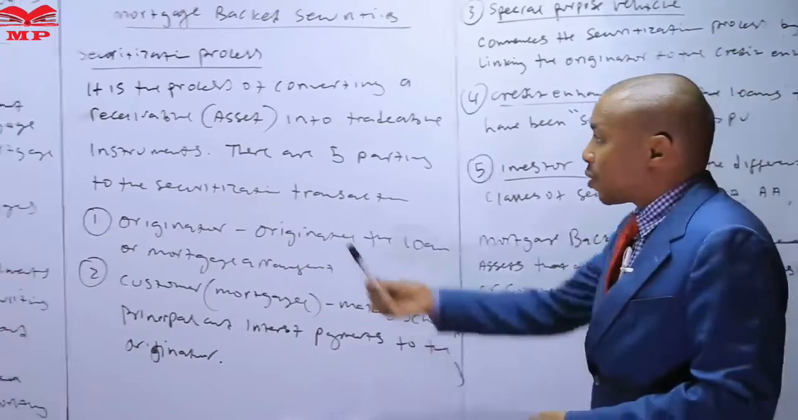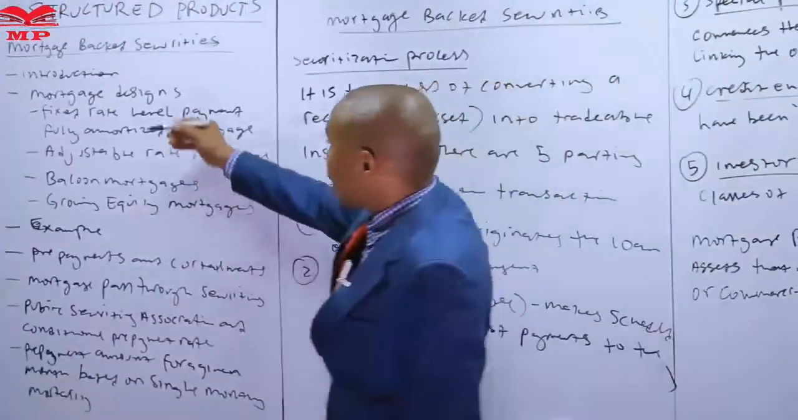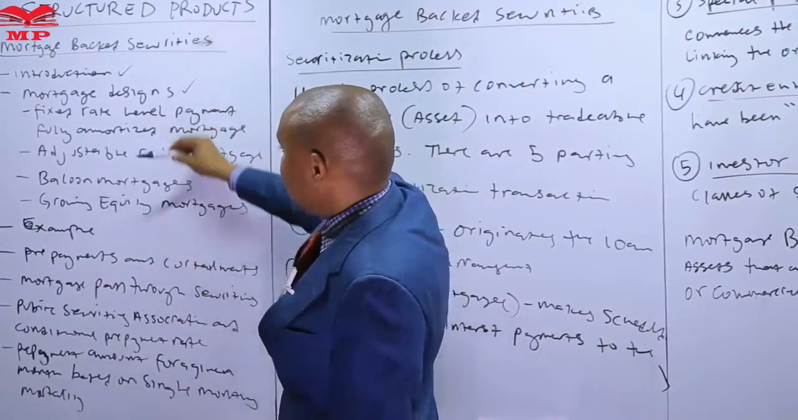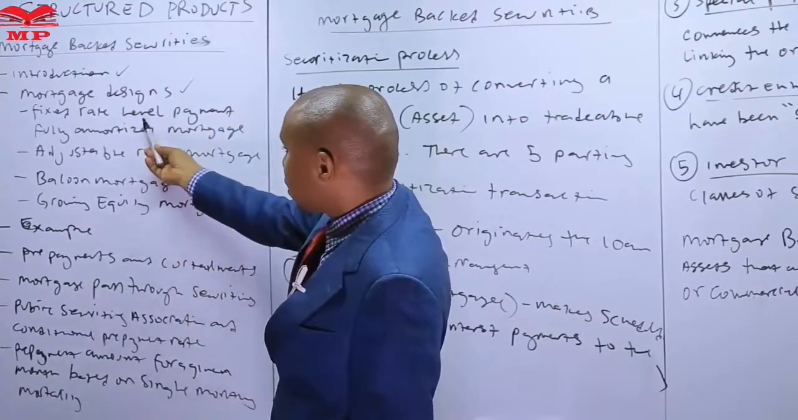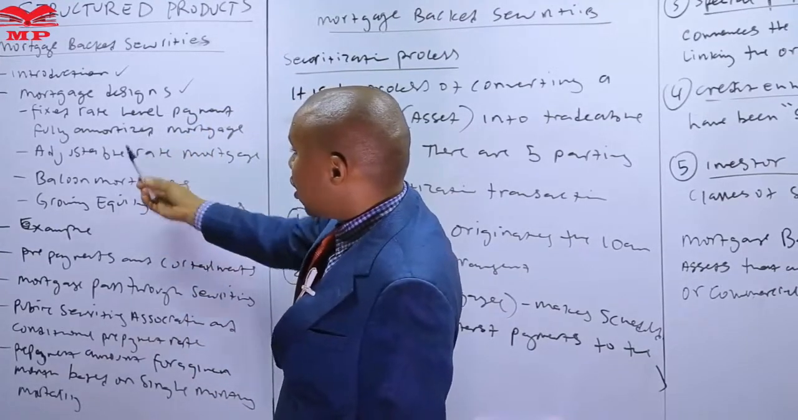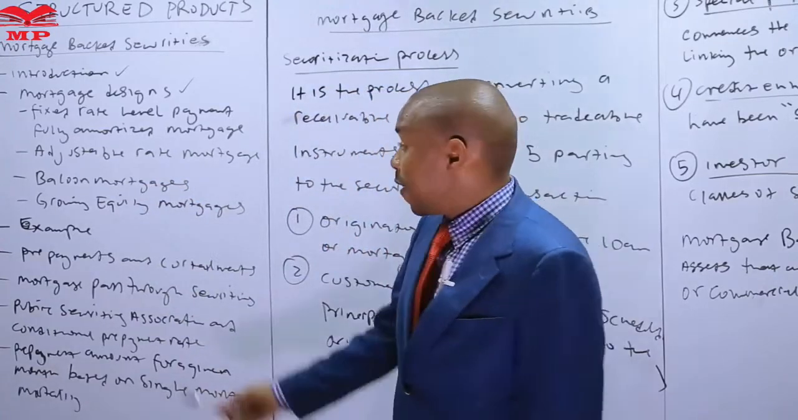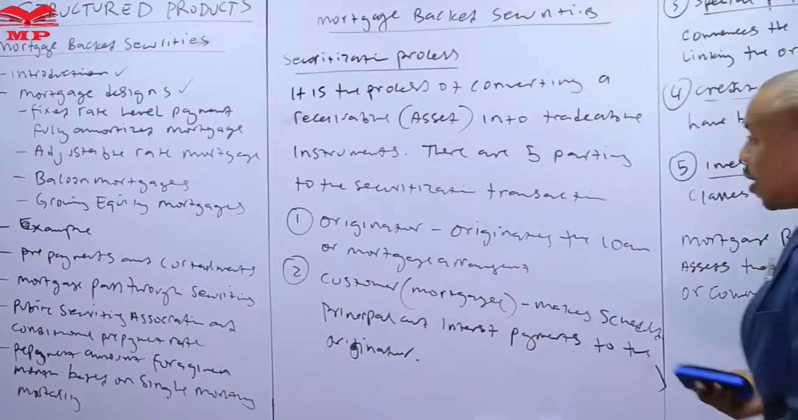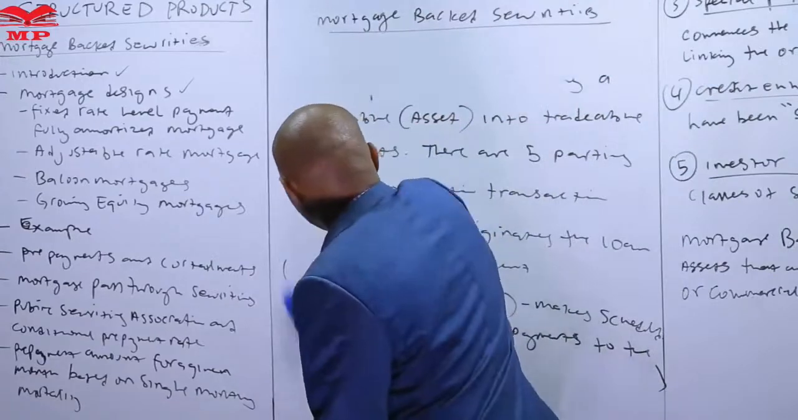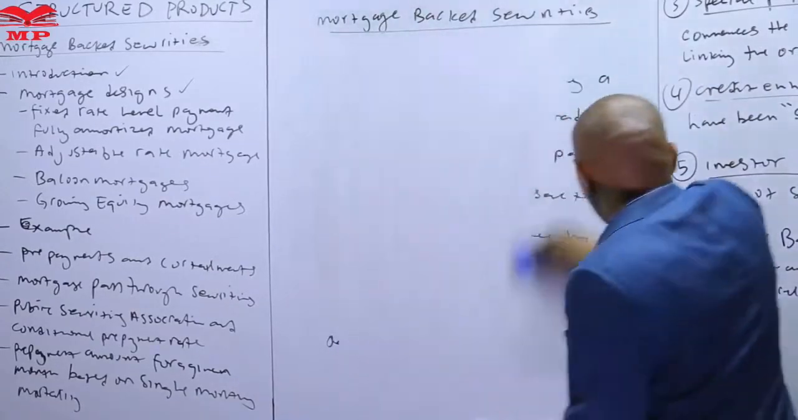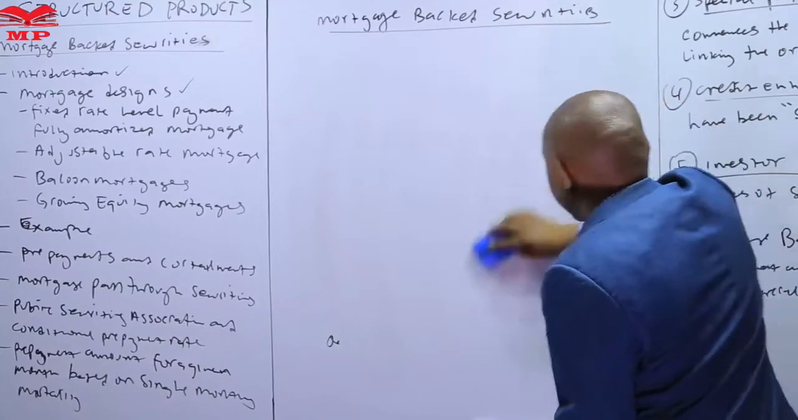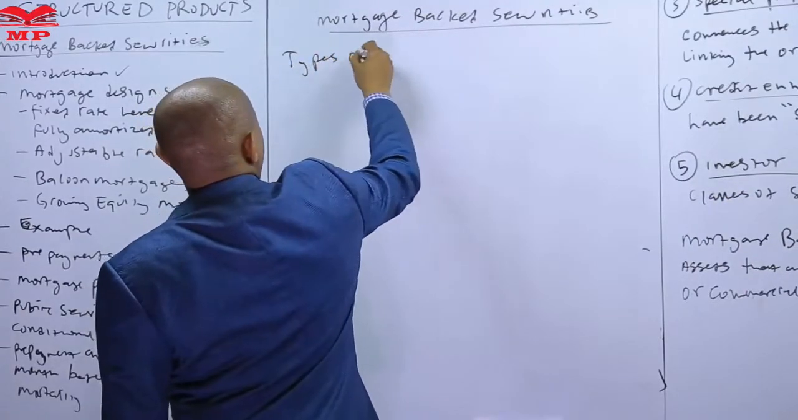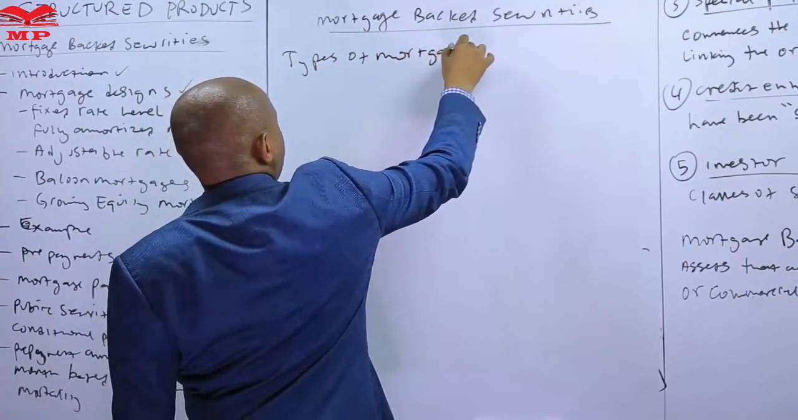Now, moving on from our summary over here, we have looked at the introduction. Now, we need to look at the types of mortgage designs. The types of mortgage designs are these four: fixed rate level payment, fully amortized mortgage; then the adjustable rate mortgage; and we move on and look at the balloon mortgages and the growing equity mortgages. So we have types of mortgage designs.